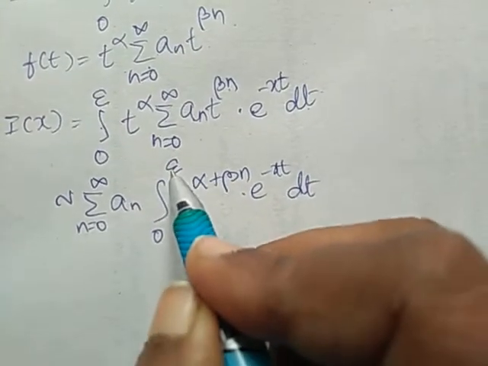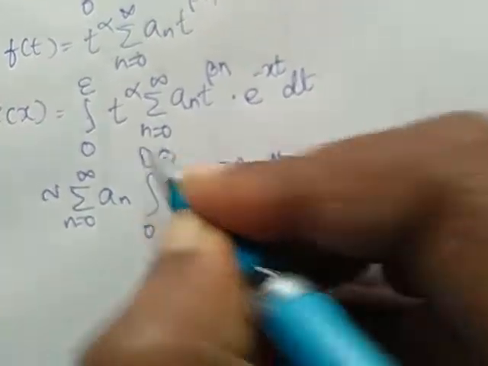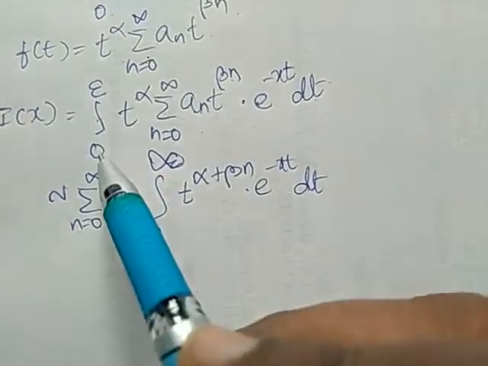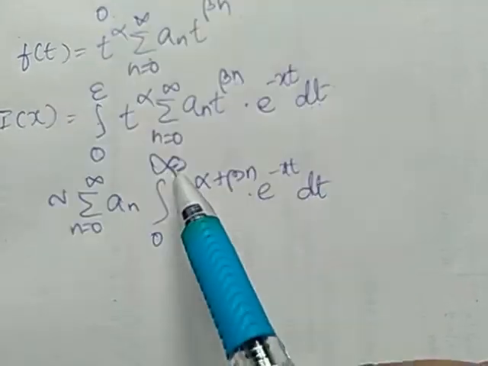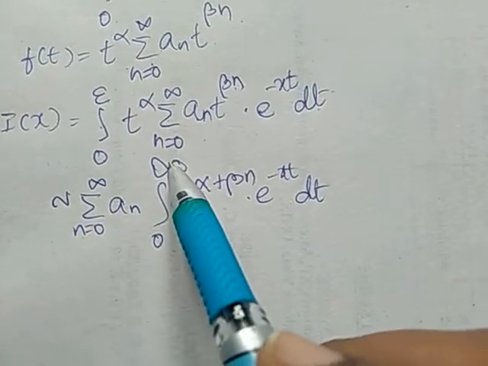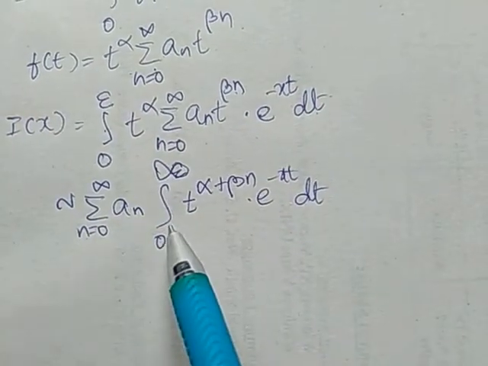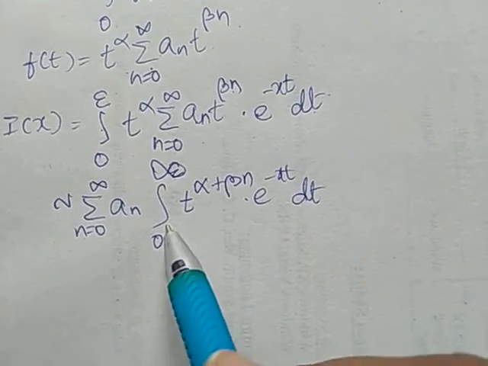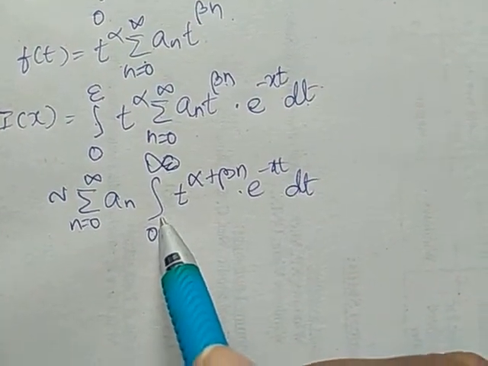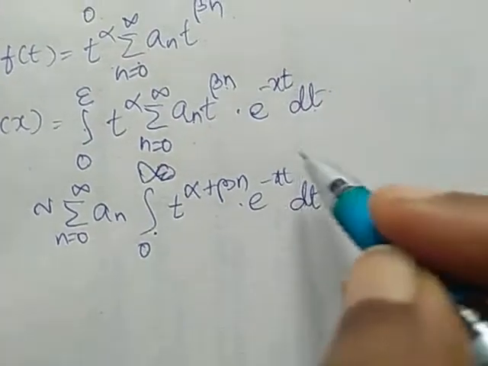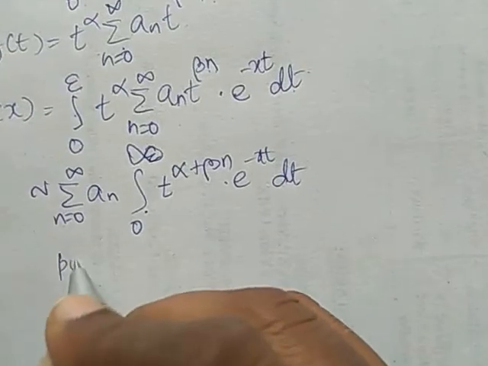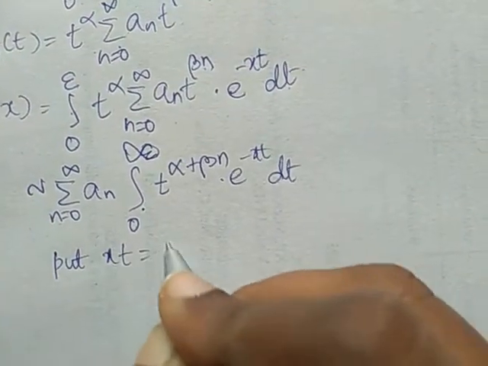Whenever epsilon tends to infinity, this integral changes to 0 to infinity. Actually, our integration limit is between 0 to infinity. When epsilon tends to infinity, we will have 0 to infinity. To reduce this to a standard integral, or to the gamma function, I am going to substitute xt equal to capital T or some other variable. So put xt is equal to capital T.